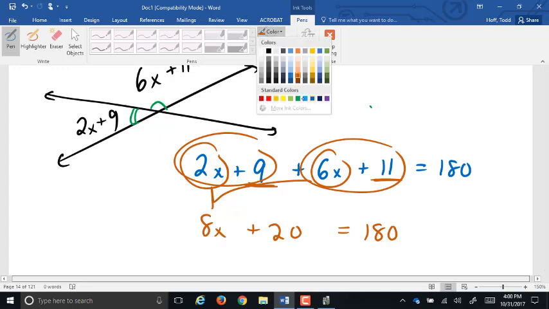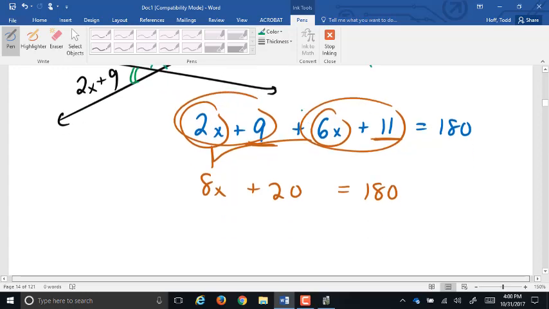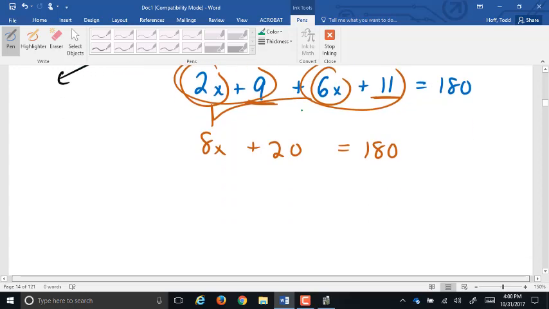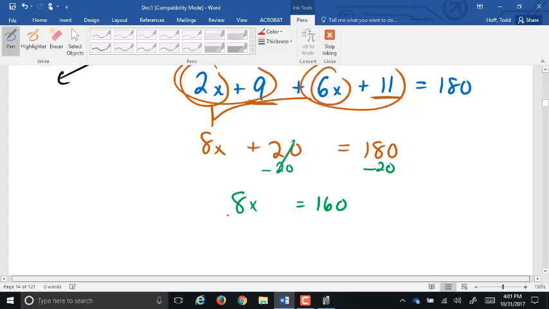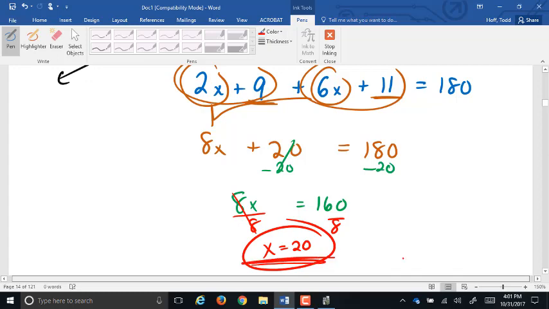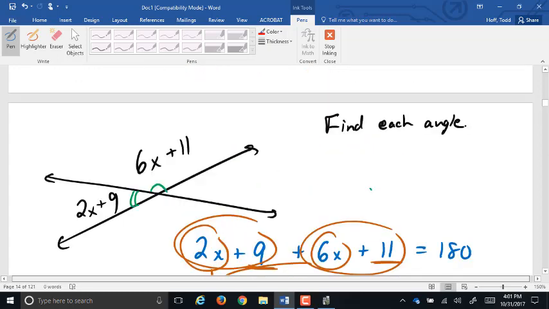To solve that, our first step is to subtract 20. 8x equals 160. And then divide by 8. X equals 20. Now, of course, we're not done yet. What do we still have to do? Yeah, we have to find each angle. And to do that, that's exactly right.